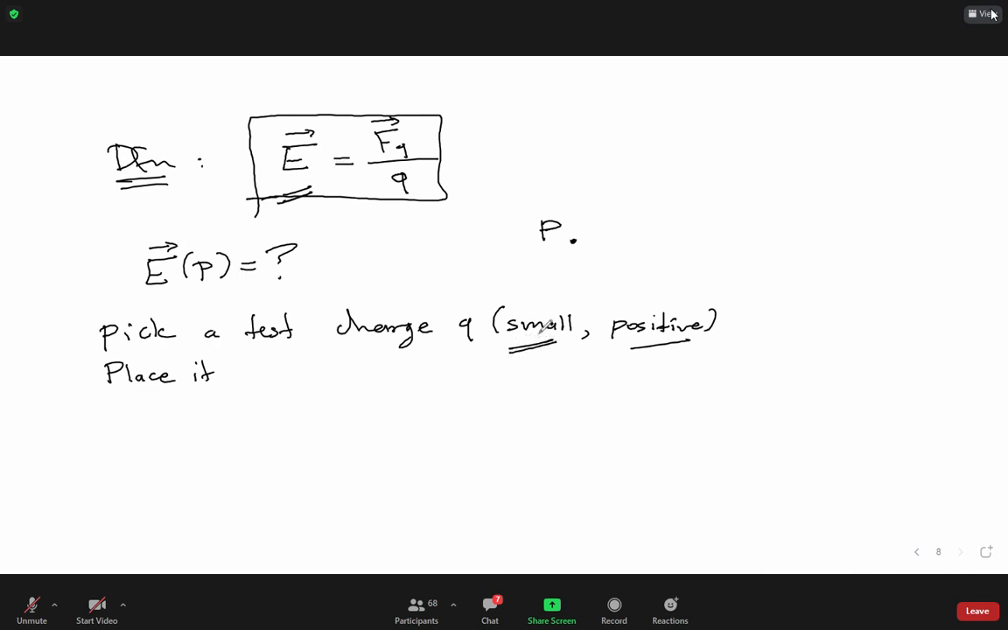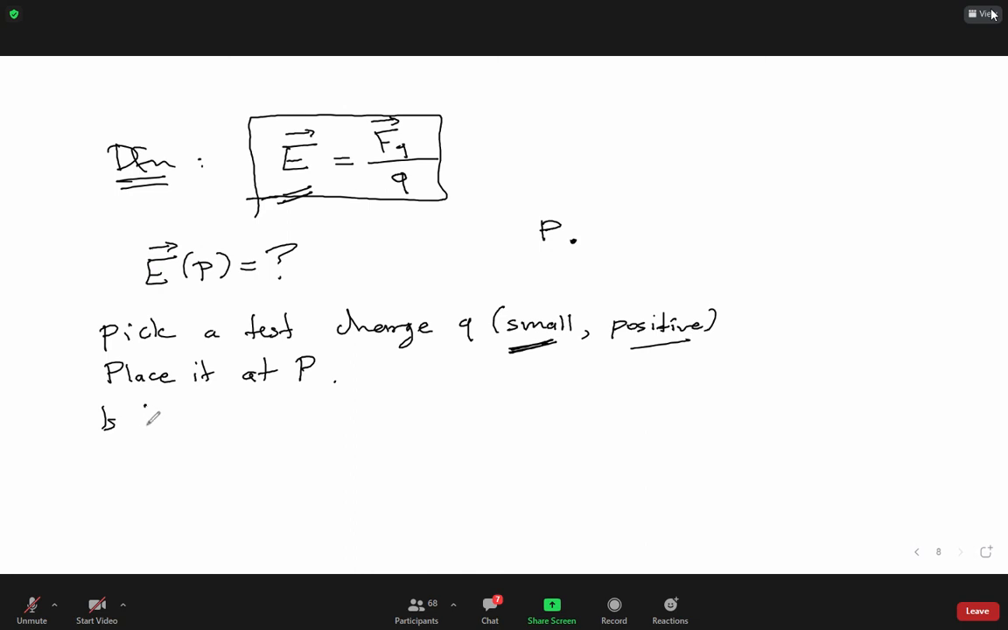And why do I want it small? Well, because if I use a very large charge and I put it here, I might disturb whatever is producing the electric field at this point. So I want it to be as unobtrusive as possible. That's why I want a small test charge. So pick a test charge q, small and positive for convenience, place it at point P. Remember, there's no charge here, but we can imagine placing one, right?